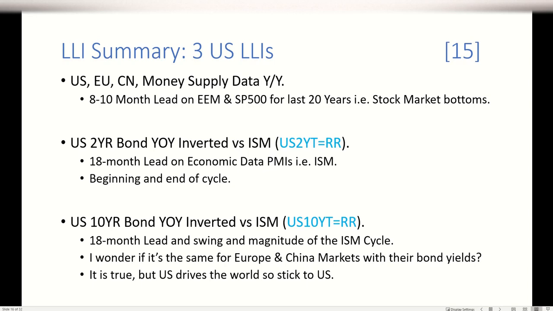So, summary of the LLIs. We have US, Europe, and China money supply data. Just look at the ones you're interested in, whether that's M1, M2, or M3, and then you'll be able to see 8 to 10 months ahead. So it's a longer leader than the short-term leading indicators, and then the inverted yield curves will show you where you are on an 18-month, possibly 24-month time frame.